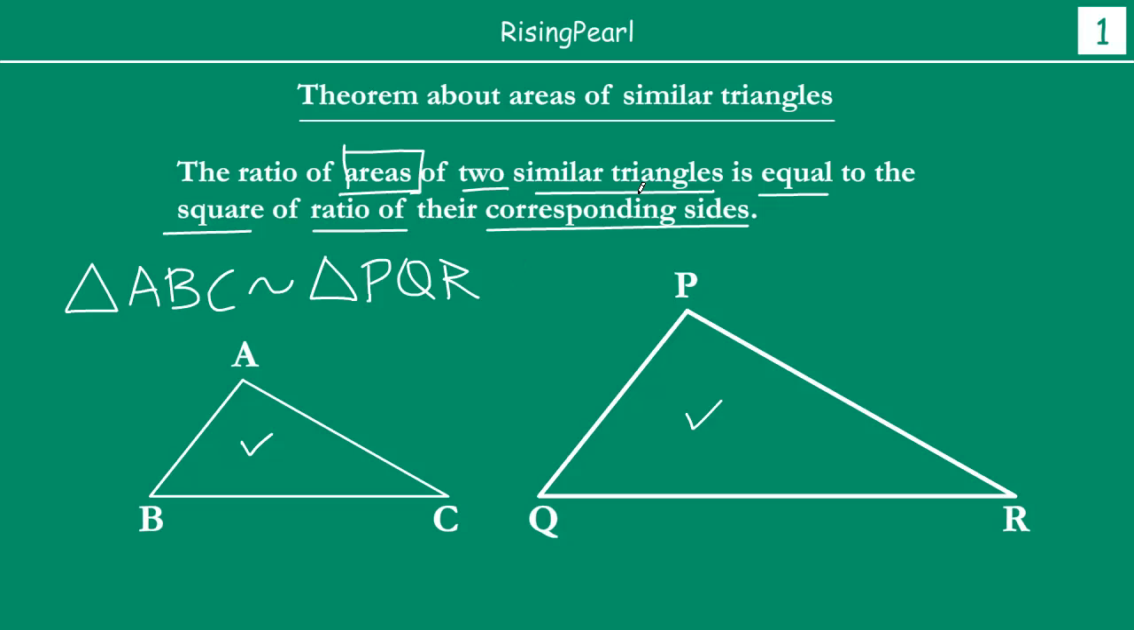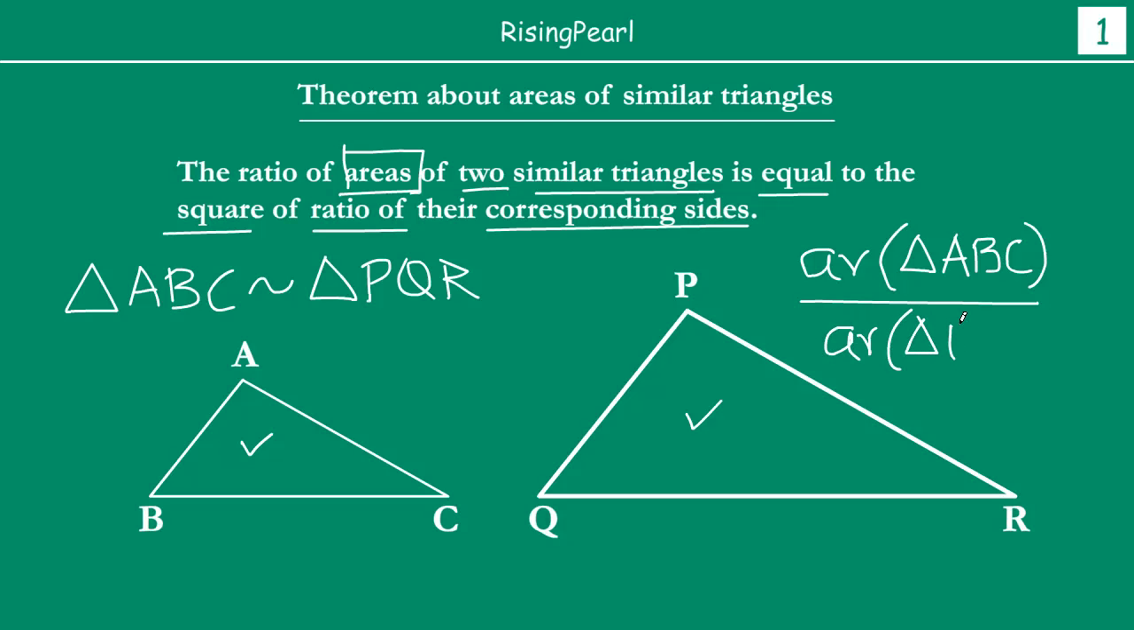So what the theorem is telling us is the ratio of the areas of two similar triangles. The area of triangle ABC, we write area in abbreviated form as ar. So ar of triangle ABC divided by ar of triangle PQR, because that is what will be the ratio of the areas. So the actual area of triangle ABC divided by the actual area of PQR, this ratio is equal to the square of the ratio of corresponding sides.